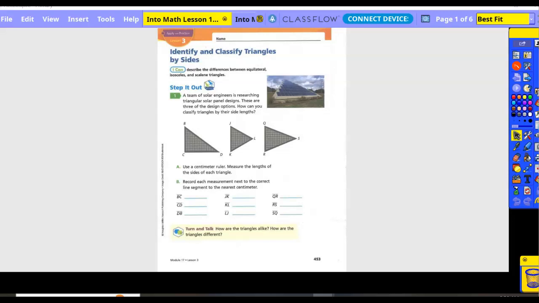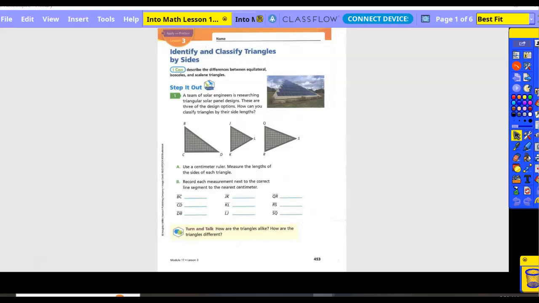Fourth grade math lesson 17.3. Identify and classify triangles by sides. I can describe the differences between an equilateral, isosceles, and scalene triangle. So yesterday, when we were doing our labeling of different triangles, we were looking at their angles, right? Okay. Today, we're going to look at their sides to help us determine what type of triangle we have in these different areas. Okay.